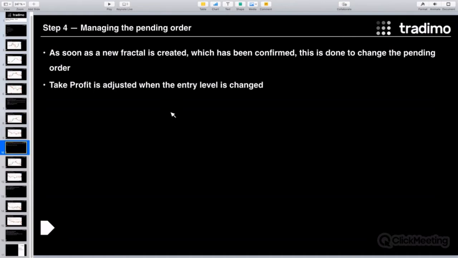The fractals are so important to us, and we have to pay attention to all the fractals. As soon as a new fractal is created or appears, which has been confirmed, and this is very important, all fractals need to be confirmed, then we have to change and edit our pending order. We have to adjust our entry level, and we have to adjust our stop loss level. And if we change our entry level and a new pivot line is more important to us, then of course we have to change our take profit level as well. Yeah, this is very important.